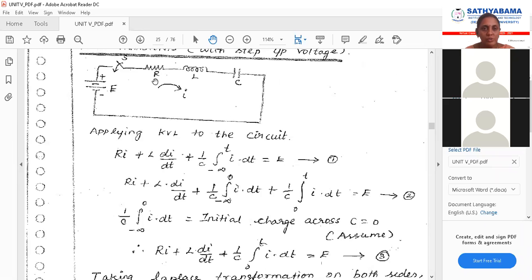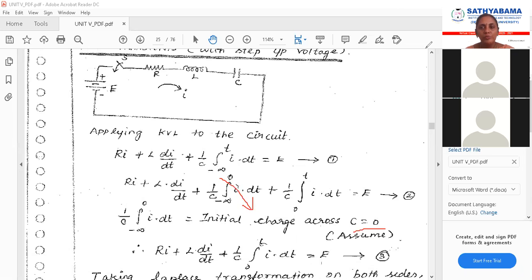When a current i flows through the circuit, Ri plus L di by dt plus 1 by C integral from minus infinity to t of i dt is equal to E. Now, for the capacitance, we are assuming the initial charge to be 0. So you will not have this term, because it is 0, and it will be neglected.